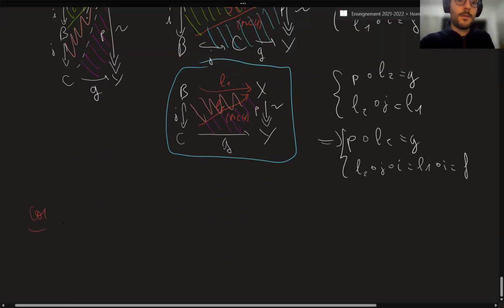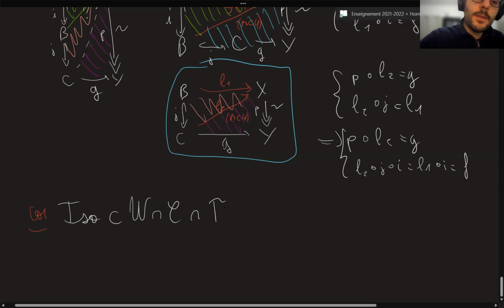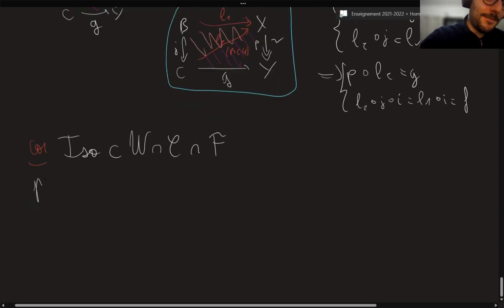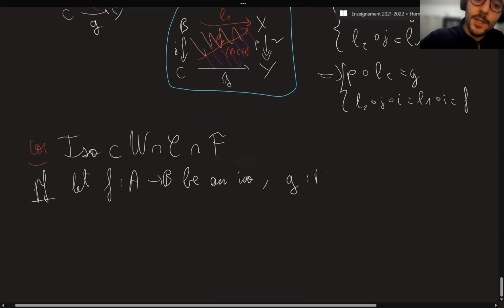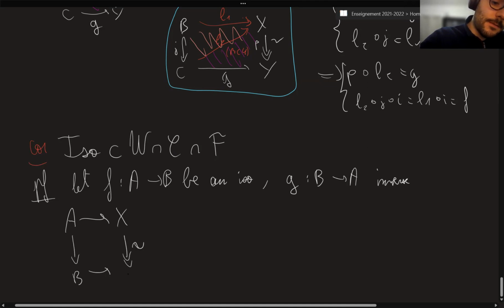Alors, another corollary, which is the question that was asked earlier. Isomorphisms are weak equivalences, cofibrations, and fibrations at the same time, always. Proof? Well, to prove that it's, for example, a cofibration, we need to prove that it has the lifting property against all acyclic fibrations. So let F from A to B be an isomorphism, and G from B to A its inverse. And let's assume that we have a diagram like this. And we want to prove that there exists a lift.